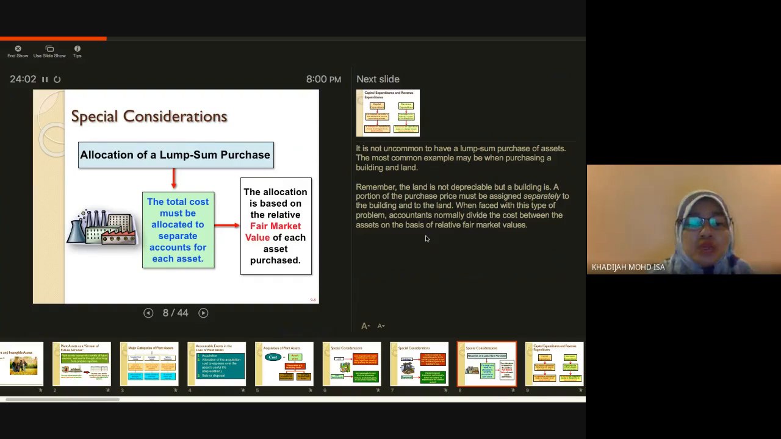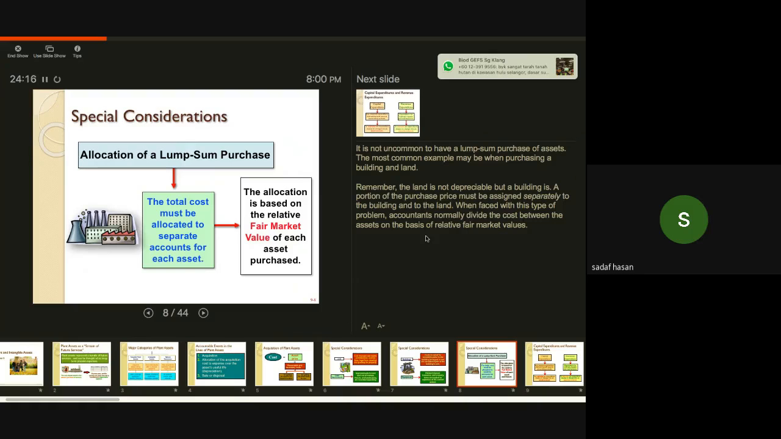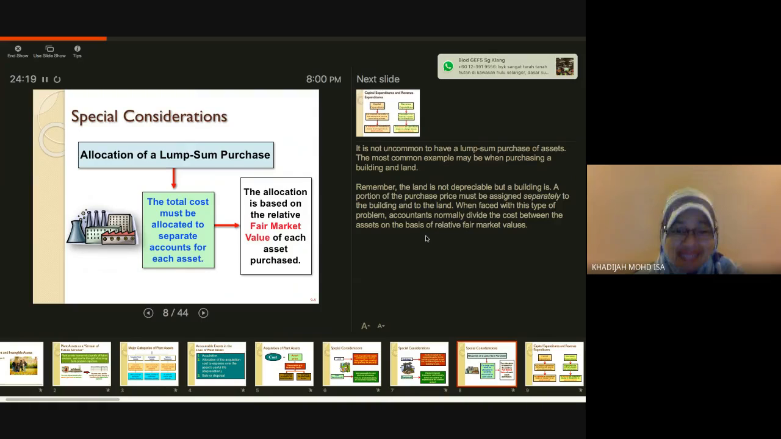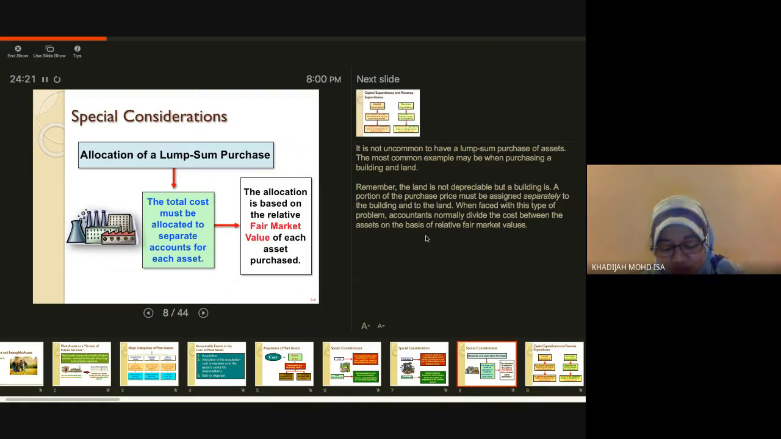If you purchase many motor vehicles, in this case the motor vehicle is your asset. You have to differentiate whether the motor vehicle is your fixed asset or a current asset. How can you differentiate? If the motor vehicle is part of your inventory, it's a current asset. But if your motor vehicle is used for the business, that is your fixed asset. So if you have purchased 10 motor vehicles, you have to open separate accounts, 10 accounts, one for each motor vehicle.